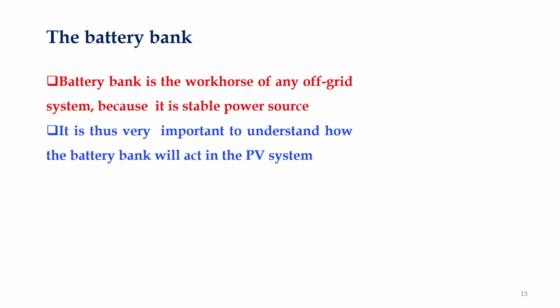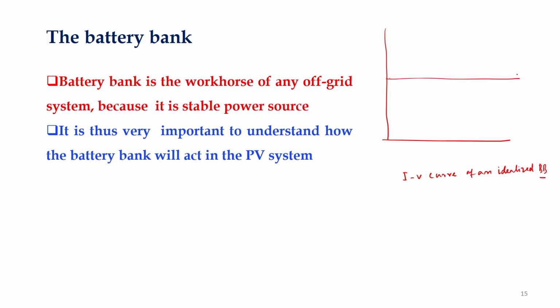Now, let us discuss the battery bank. The battery bank is the workhorse of any off-grid system because it is a stable power source. It is thus very important to understand how the battery bank will act in the PV system. So, we can have this IV characteristics or IV curve of an idealized battery bank.